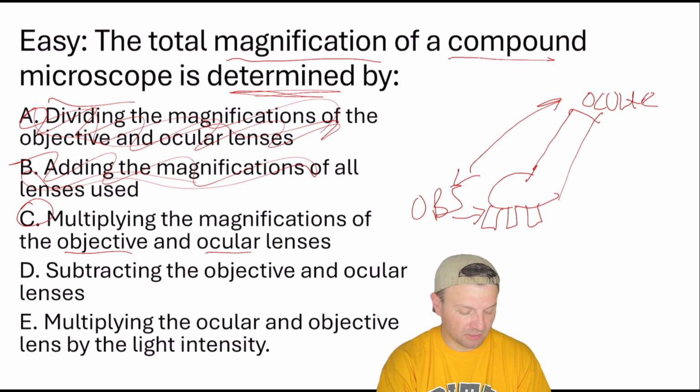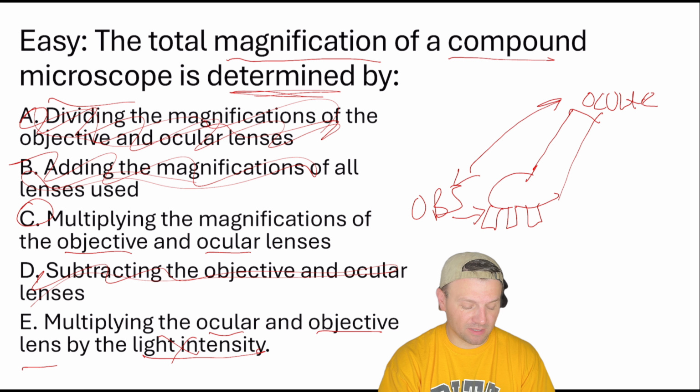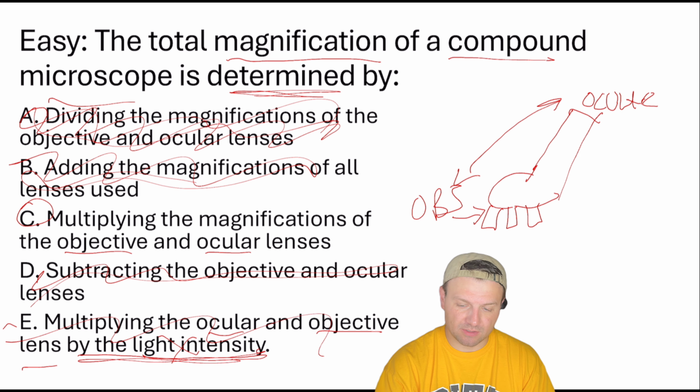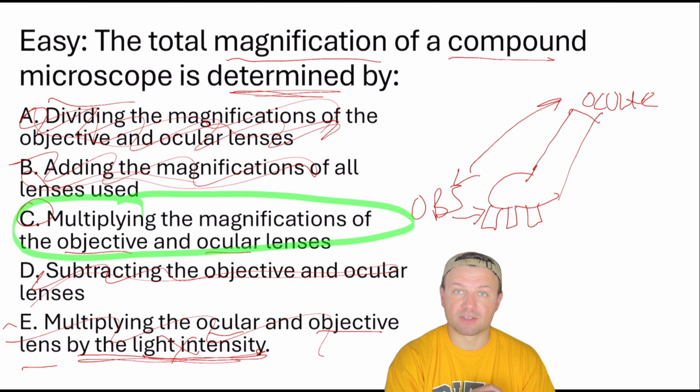Subtracting the objective and ocular lens. Nope. And then E, multiplying the ocular and objective lens by the light intensity. Nope. That started sounding like another good answer, but when you add in the light intensity, that makes it the wrong answer. That's why C is the correct answer.